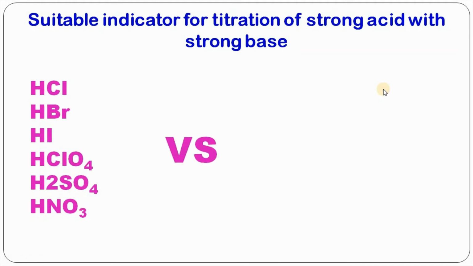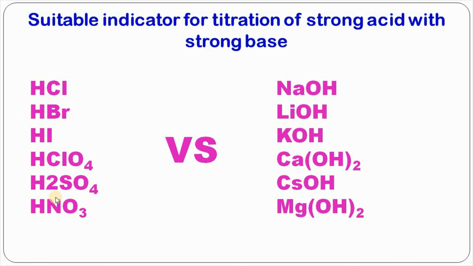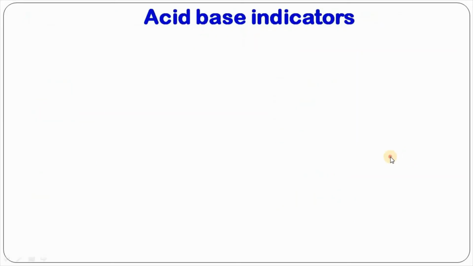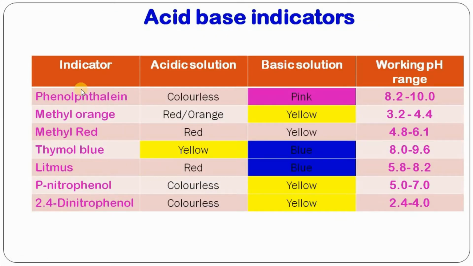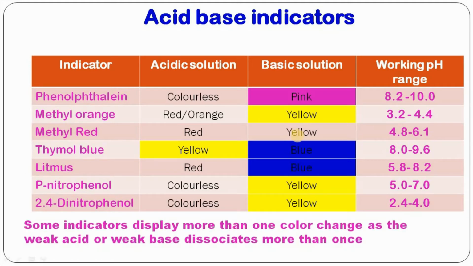Well, these are the typical examples of strong acid versus strong base, and then acid-base indicators. These are the typical examples of indicators and their colors in acidic solution and basic solution, and working pH range. Then, however, it should be remembered that some indicators display more than one color.